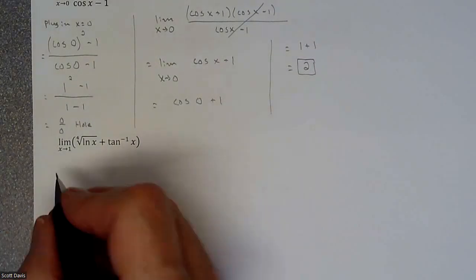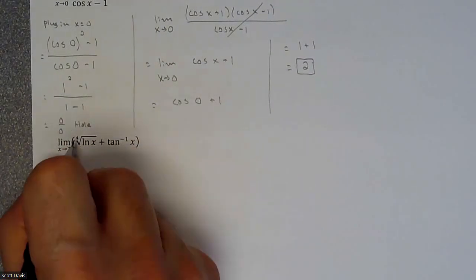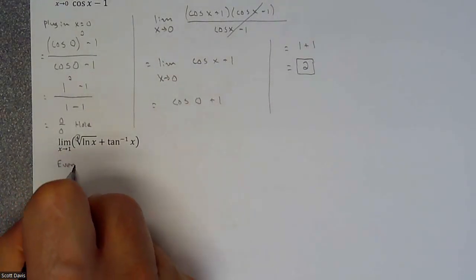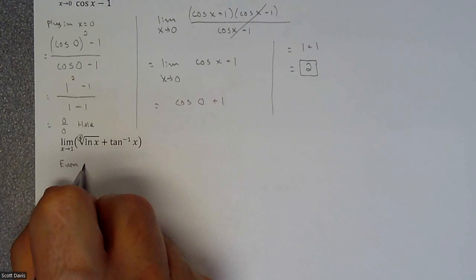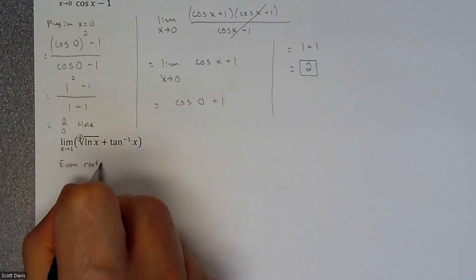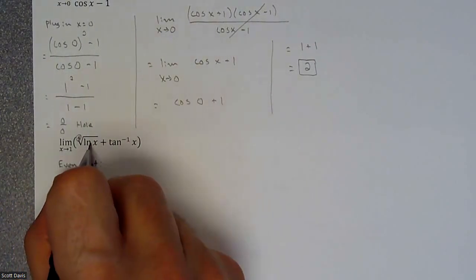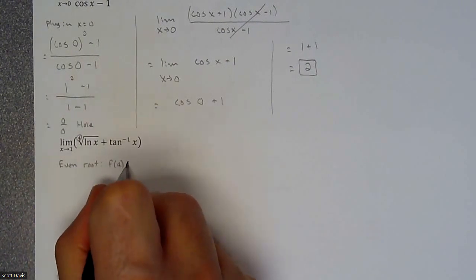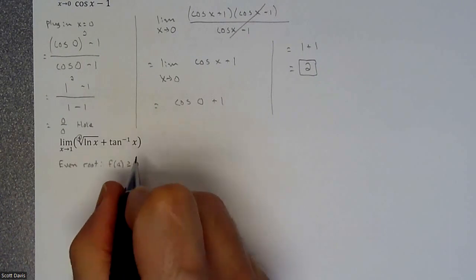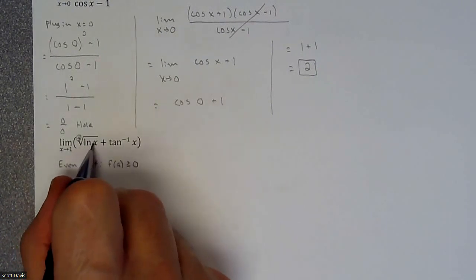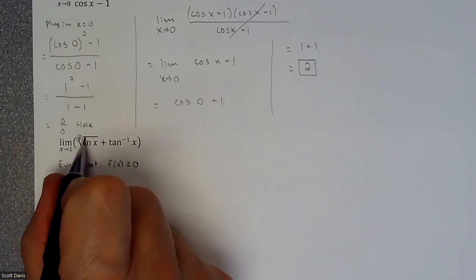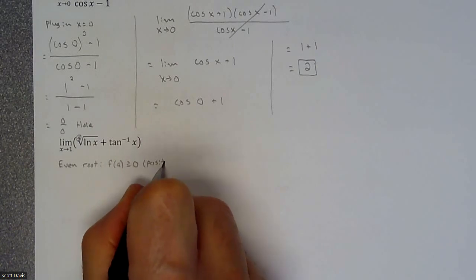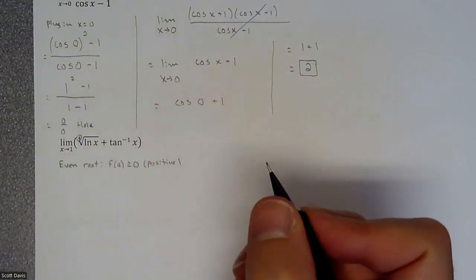So let's dive into this. First off, we have ourselves a root, and it is an even root. So even root, that means that this inside piece here needs to be greater than or equal to 0. I'm not even worried about the natural log, just whatever you get after you plug it in, that thing has to be positive. Okay, so we'll come back and revisit that in a second.